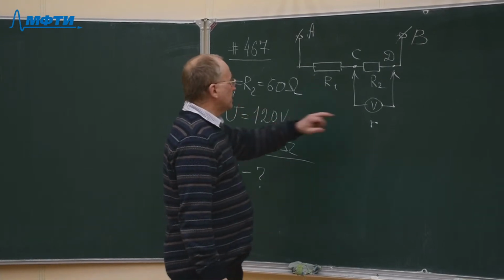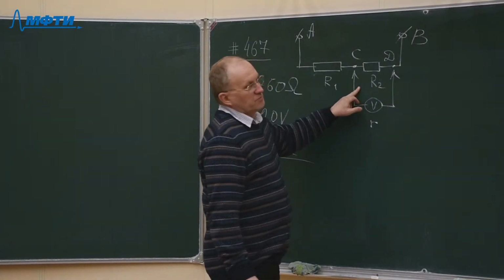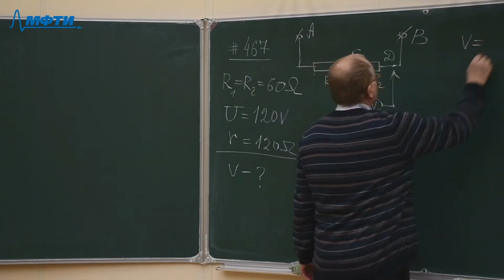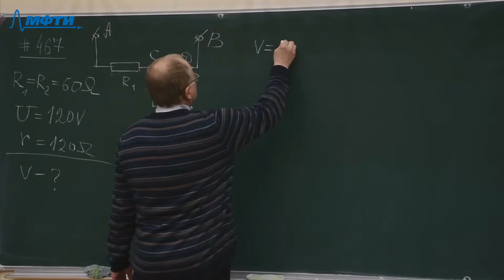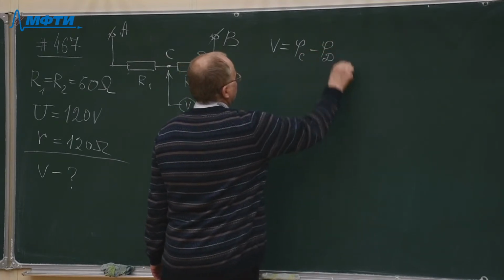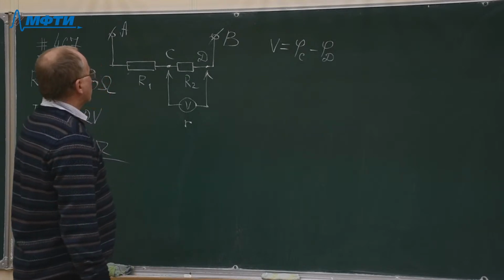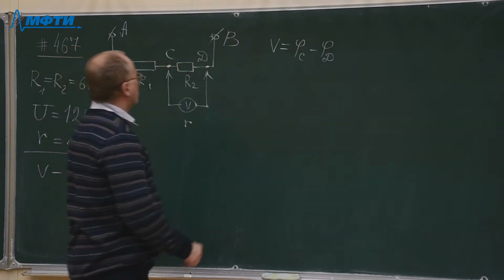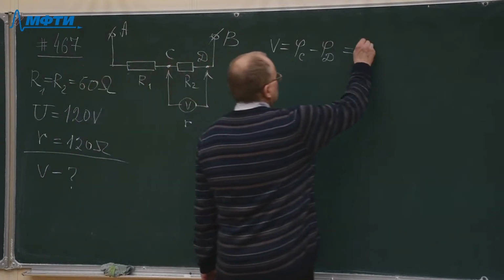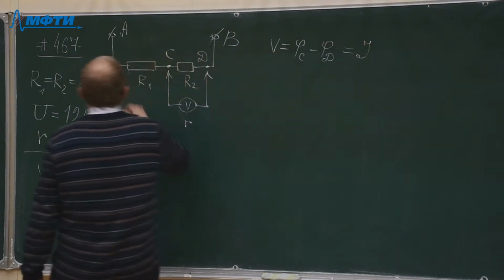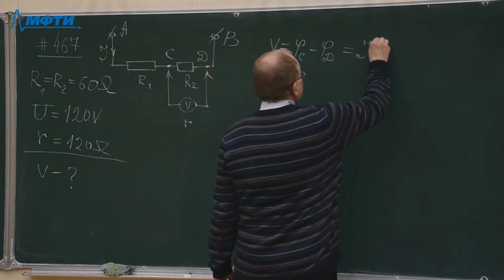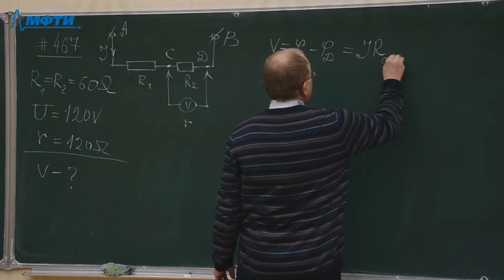So what happens in this problem? The readings of a voltmeter will certainly be equal to the potential difference between points C and D. So we can immediately write down that this will be just the potential of point C minus potential of point D. And this potential difference between these 2 points will be equal, according to Ohm's law, to the product of total current, which is here in this circuit, times the resistance between points C and D.